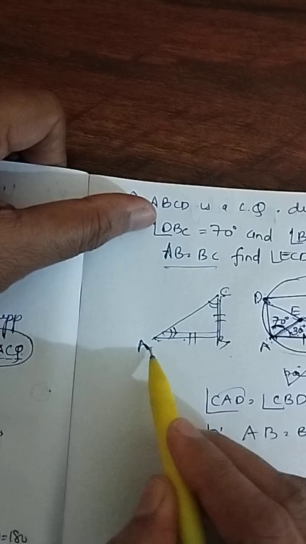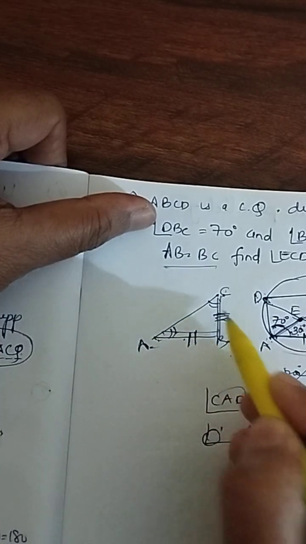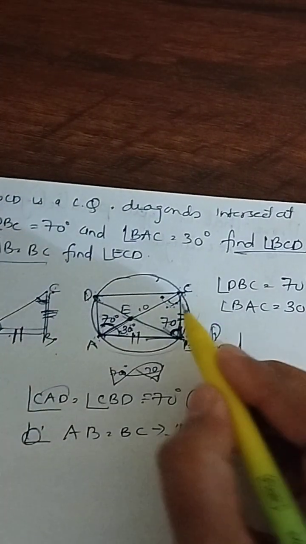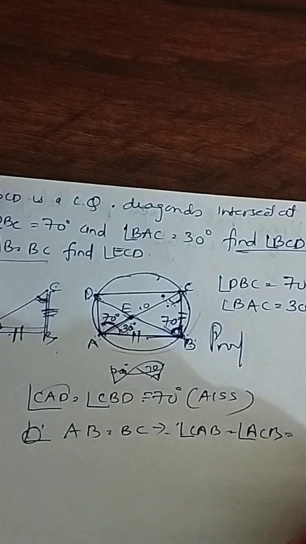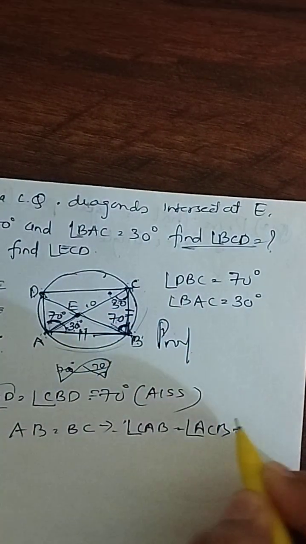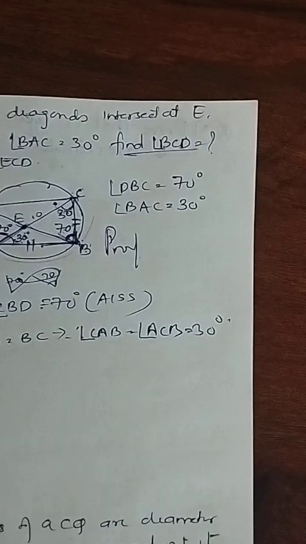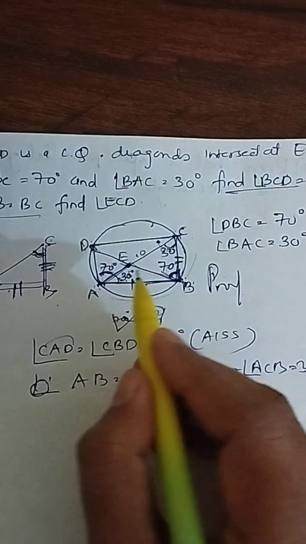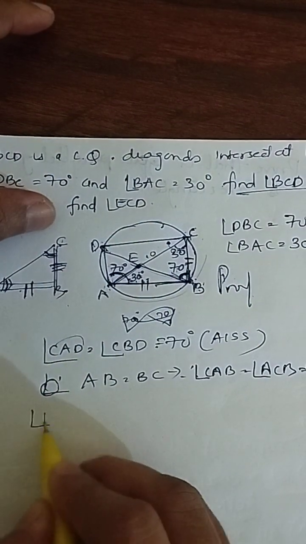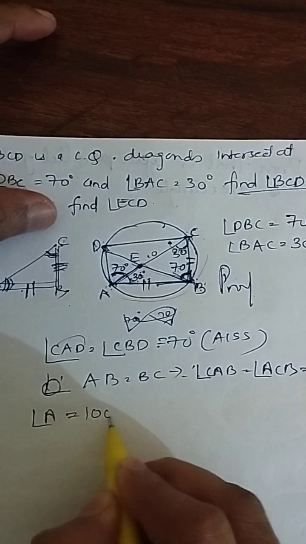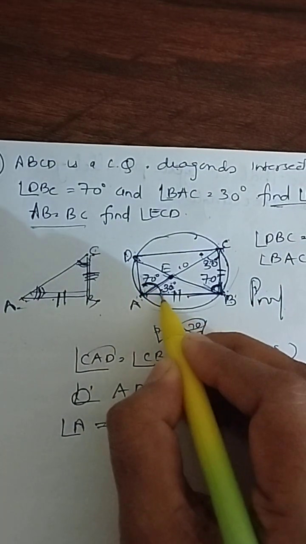Correct? These two sides are equal, so these two angles are equal. So this is 30, which means this also will be 30 here. Correct? Now we'll come to this thing. This full thing is how much? Angle A is equal to 100 degrees. See, 70 plus 30, 100.